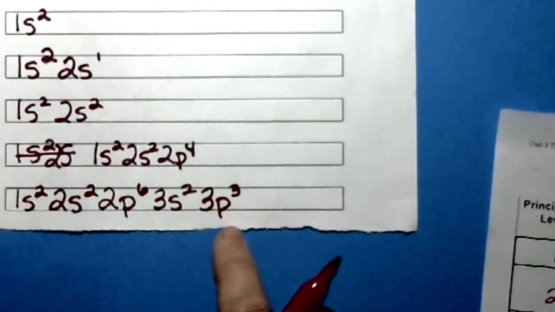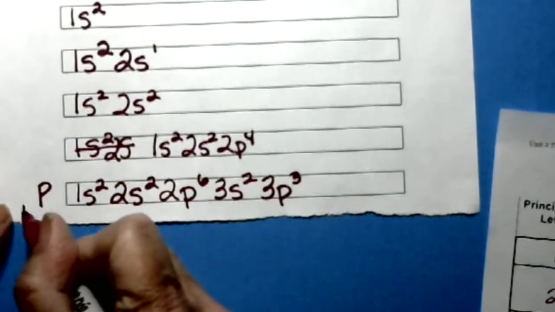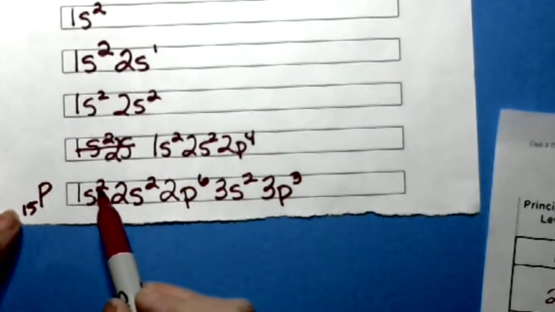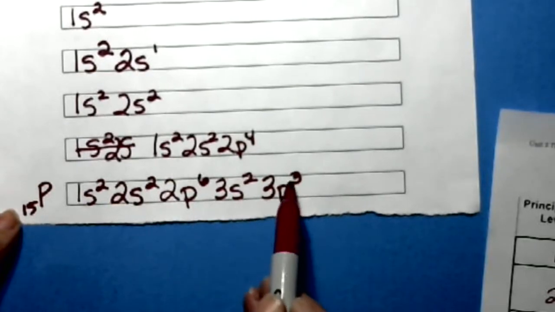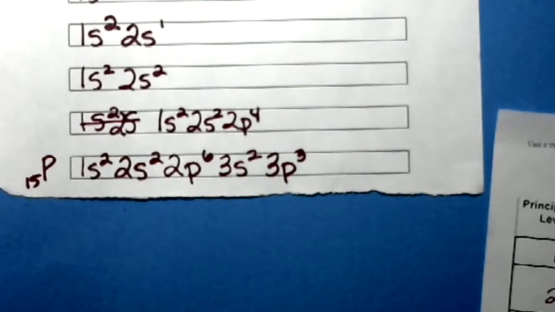So now I have this configuration done. So this is for phosphorus, which is element 15. And I have 2, 4, 10, 11, 12, 13, 14, 15 electrons. And so I have my electron configuration without doing the box diagrams first.